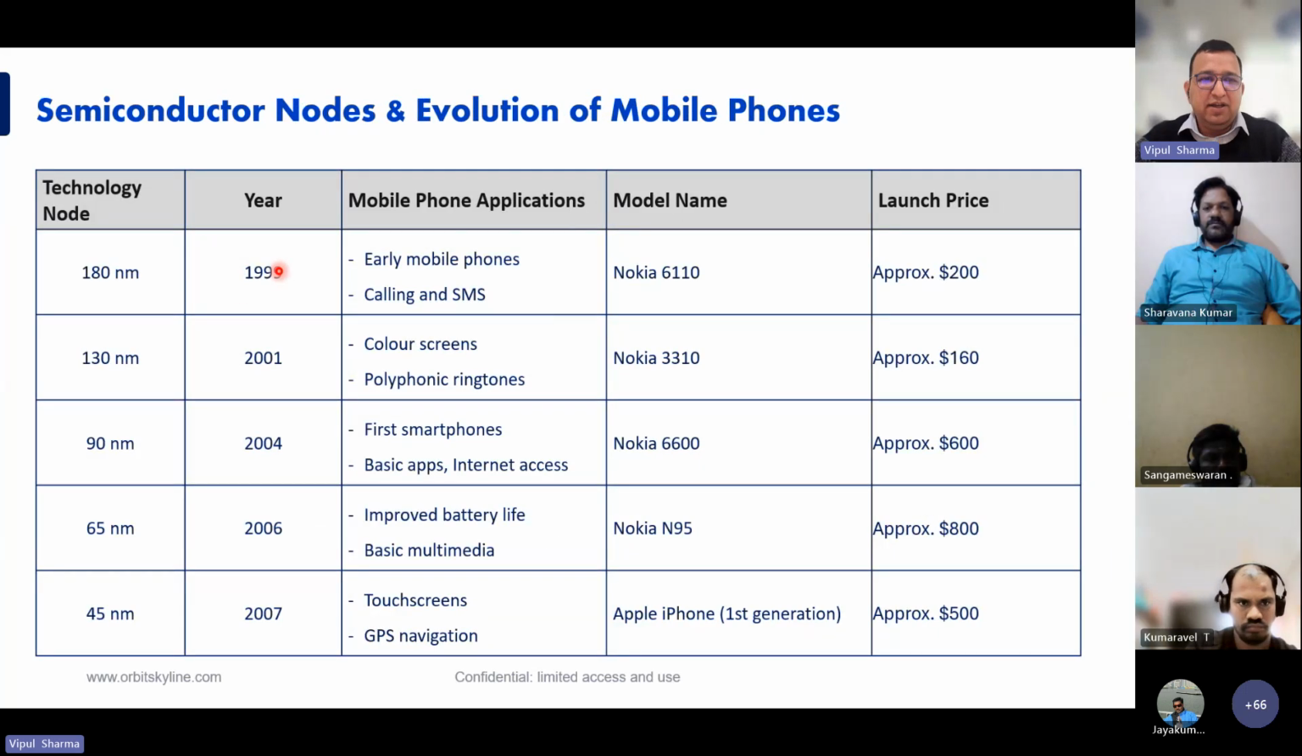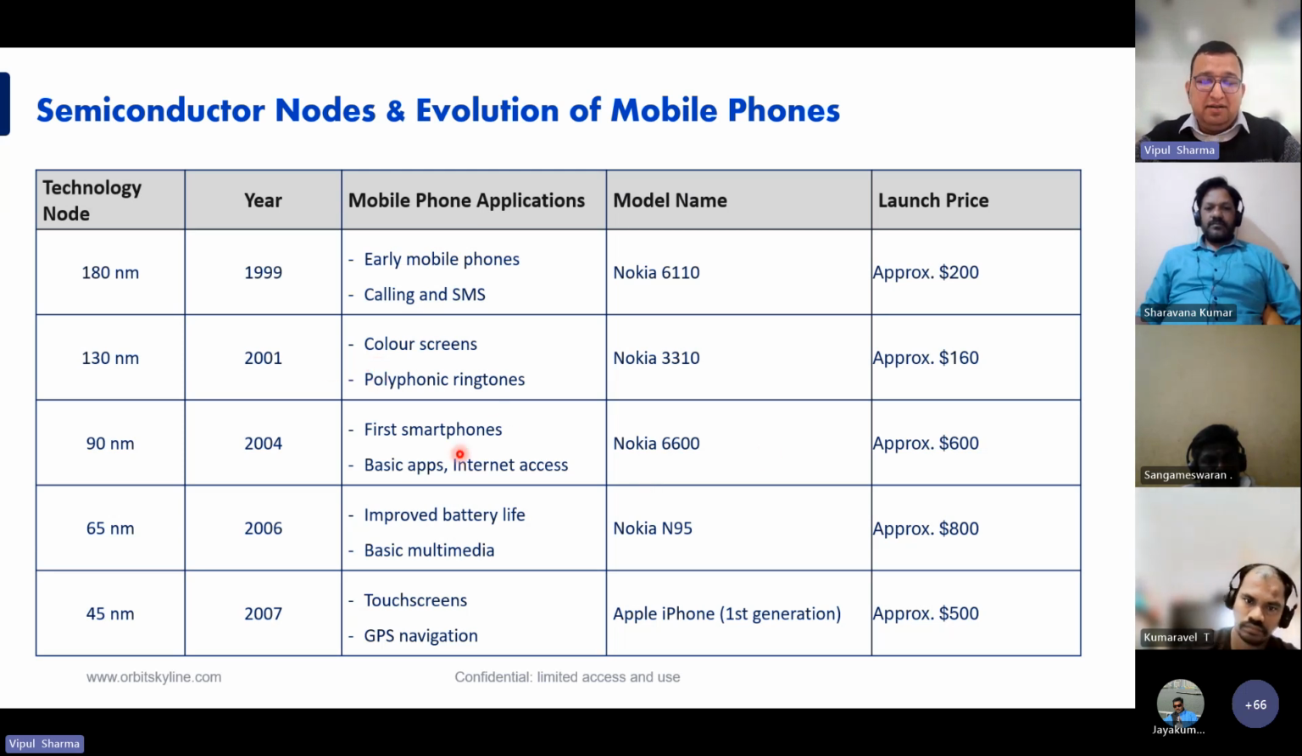So in 1999, 180 nanometer was the leading node, and this was the phone. We could only do calling and SMS through that mobile phone, but that also was a very big deal at that time. Then came the 130 nanometer node, and this was the model at that time. Some kind of color screen started appearing, and then polyphonic ringtones.